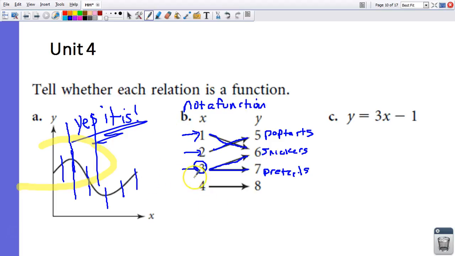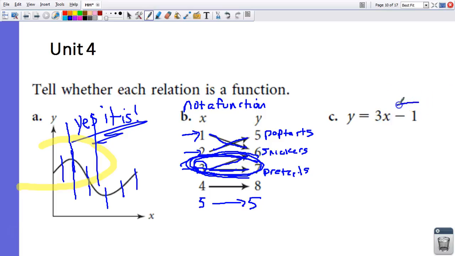But what if I wanted to, let's see, I already got pretzels at 2, but what if I came back at 5 and I bought pretzels again? That's okay. You can do that. But this is not a function because we tried to press 2 buttons at the same time and we broke the machine. Okay?